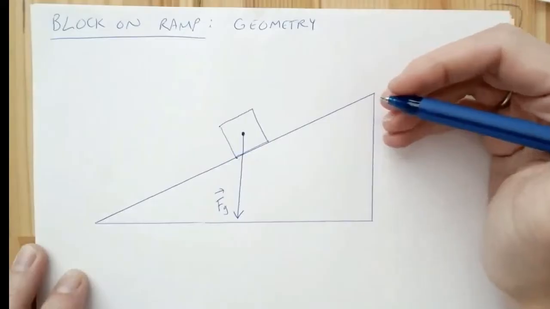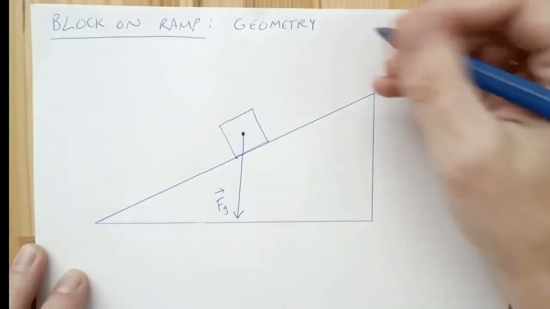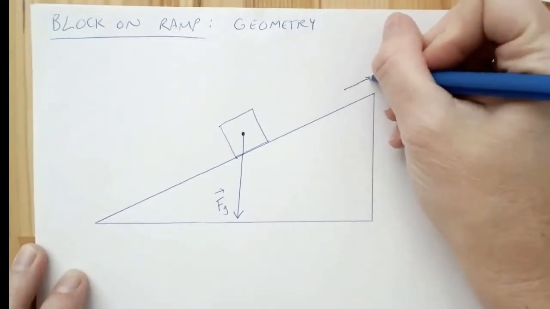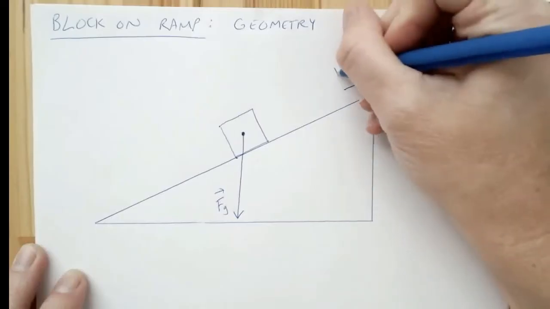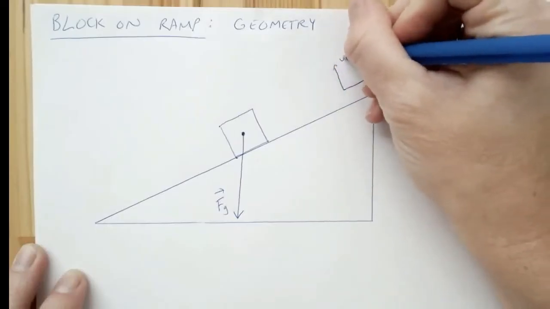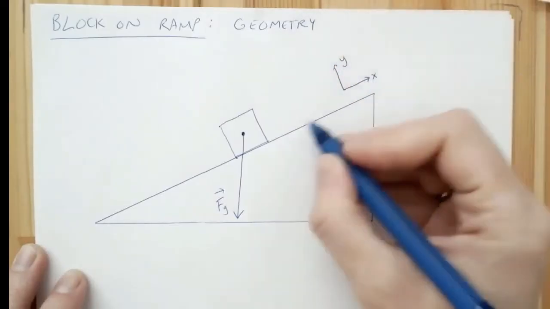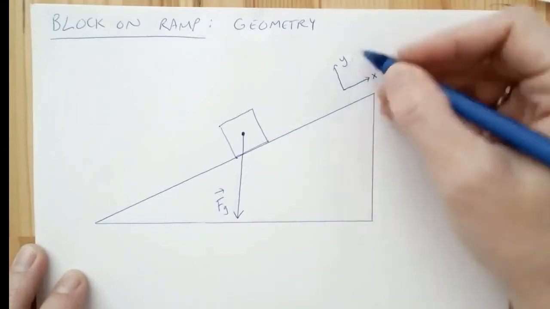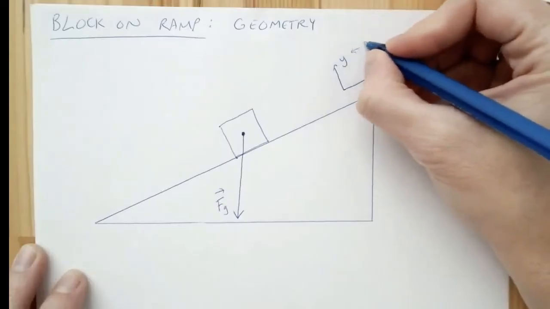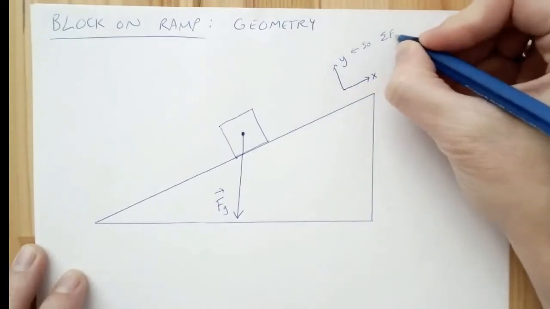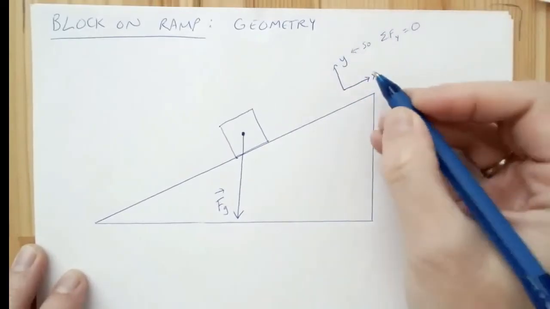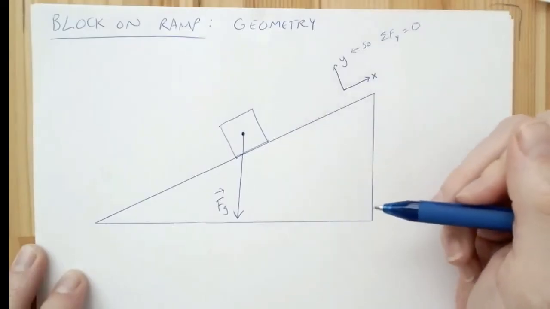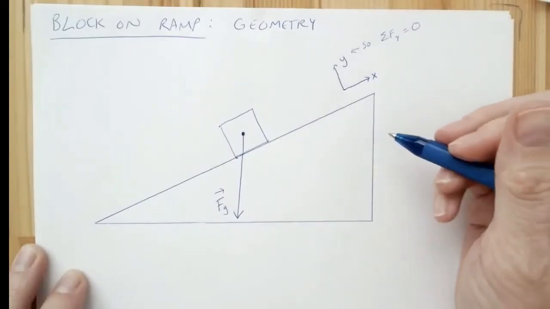But when we solve problems with a box on a ramp, often it's useful to tilt our coordinate axes so that one of the directions points along the surface of the ramp, and therefore the sum of forces in y would be 0. And that then makes for our problem solving a little bit easier.